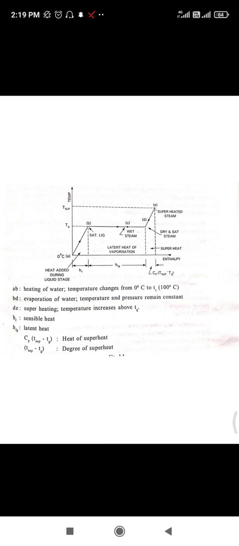What is saturated water? Water at saturation temperature at the given pressure is called saturated water. Water at a temperature below the saturation temperature is termed as subcooled water.